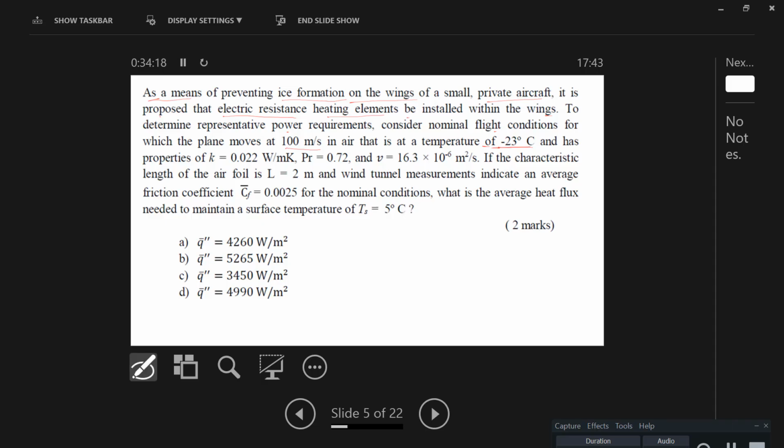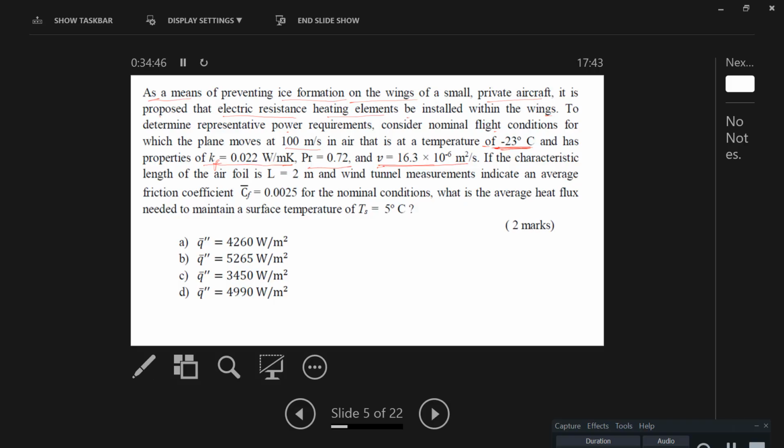So it is minus 23 degrees Celsius given for this problem, and the properties are K equal to 0.022 watt per meter Kelvin. That means it is of the air, Kf. Pr is also given as 0.72, and the kinematic viscosity is given as 16.3 into 10 to the power minus 6 meters square per second.